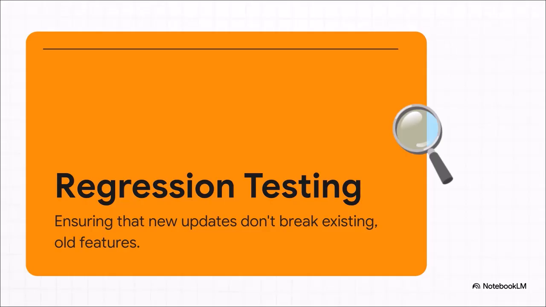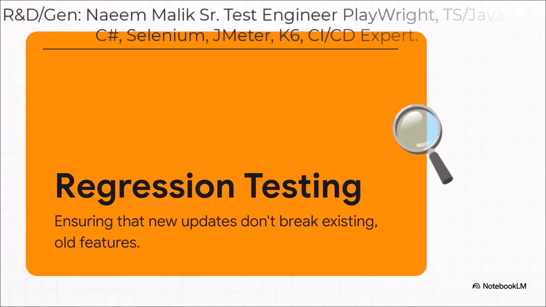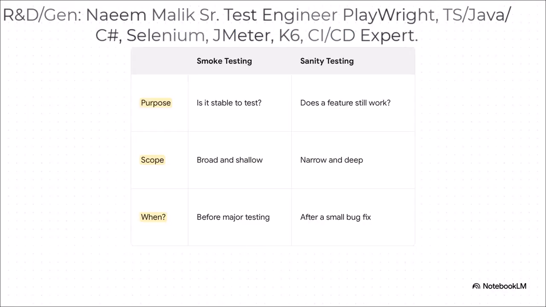Okay, this next one is a huge deal. You could argue it's one of the most important jobs for automation. Regression testing is your safety net. Its entire purpose is to answer one critical question. Did the cool new thing we just added accidentally break something old that used to work perfectly?